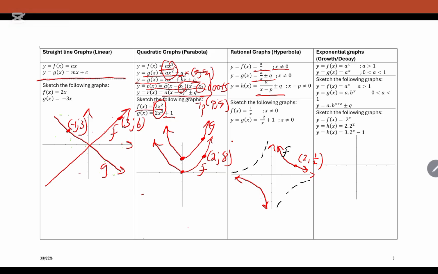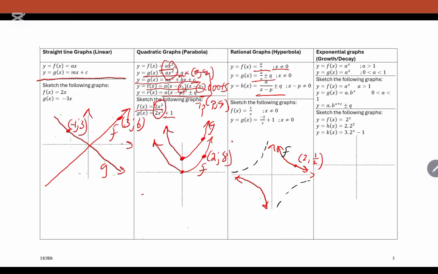I'm drawing this graph with the dotted line because it is not the graph that I'm being asked to sketch. This is only negative 2 over x. Now this graph has to be shifted 1 unit up. So that means everything about this graph gets to be shifted 1 unit up. The asymptotes are shifted 1 unit up. The reflection lines are shifted 1 unit up.